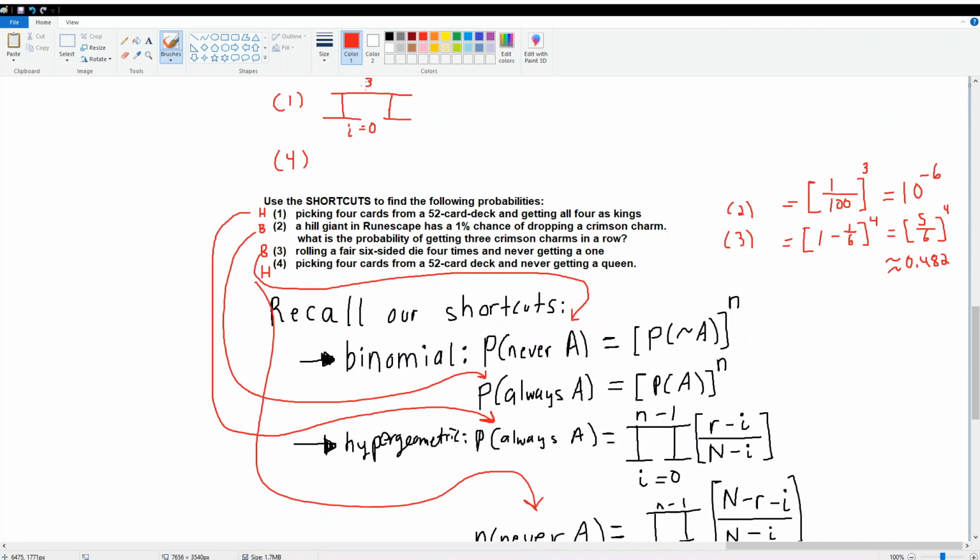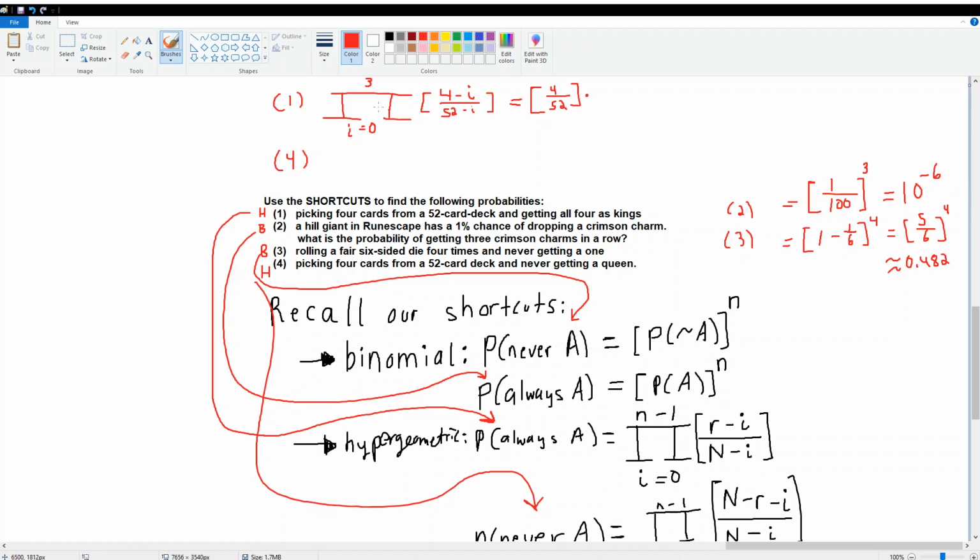Okay. Now, R minus I, in this case, we have 4 kings in the deck. So 4 minus I. And then, we have a total of 52 cards, so capital N is 52. This is minus I. So now let's do the product in order. So first, I equals 0. 4 minus 0 is just 4. 52 minus 0 is 52.